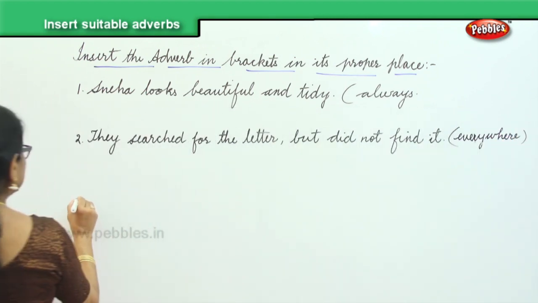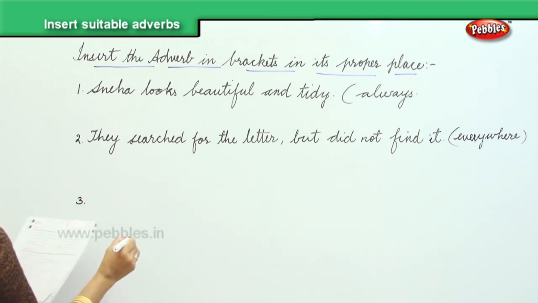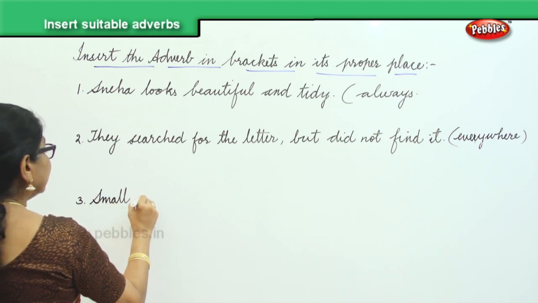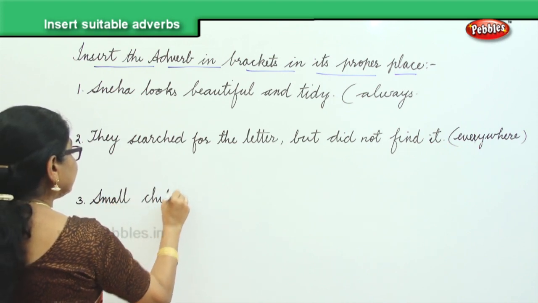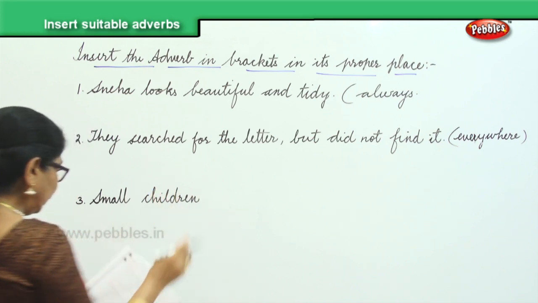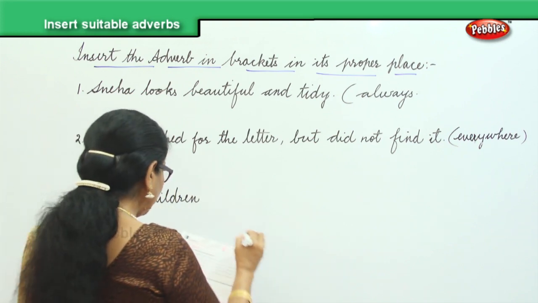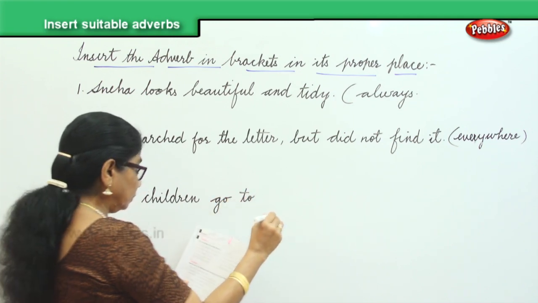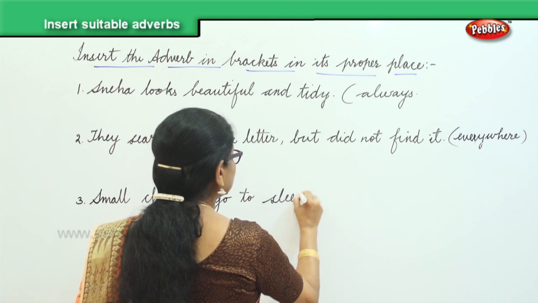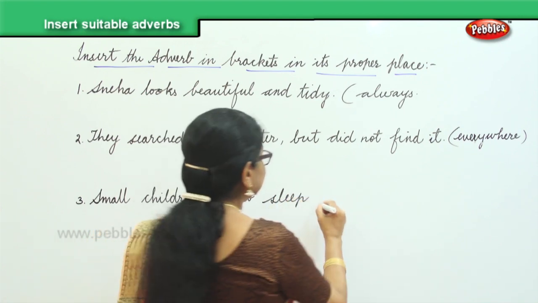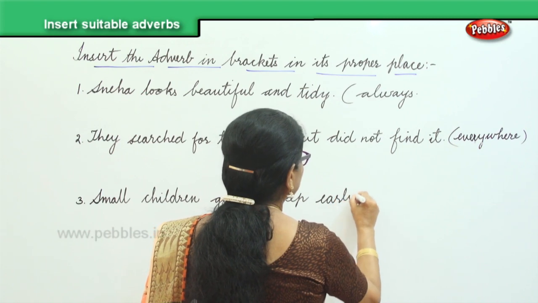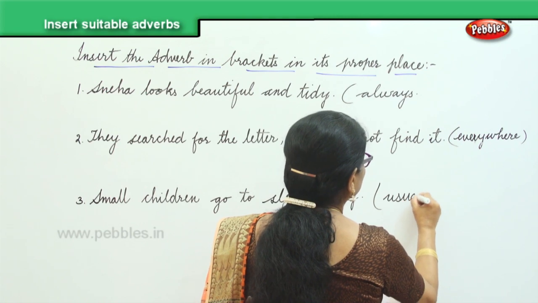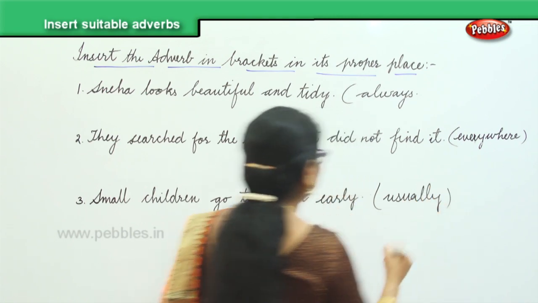The next sentence is, small children go to sleep early. And the word here, usually. That's the word been given.